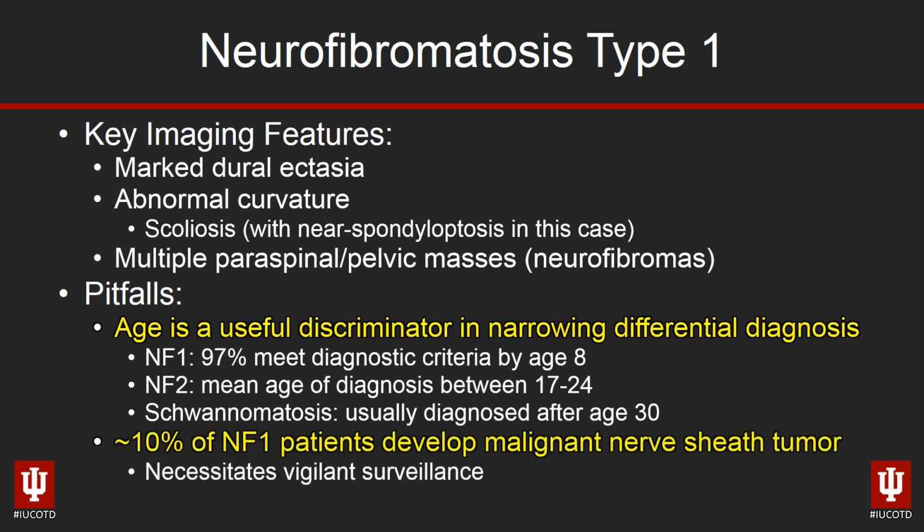Lastly, a really important concept to bear in mind is that somewhere around 10% of patients with NF1 will develop a malignant nerve sheath tumor. So this is really important. It certainly necessitates vigilant surveillance of these patients with routine MR imaging. And what you want to be looking out for are neurofibromas that start to grow rapidly. Or clinically, they may present with new neurological deficits or really painful tumors. Those are things that can help you out.